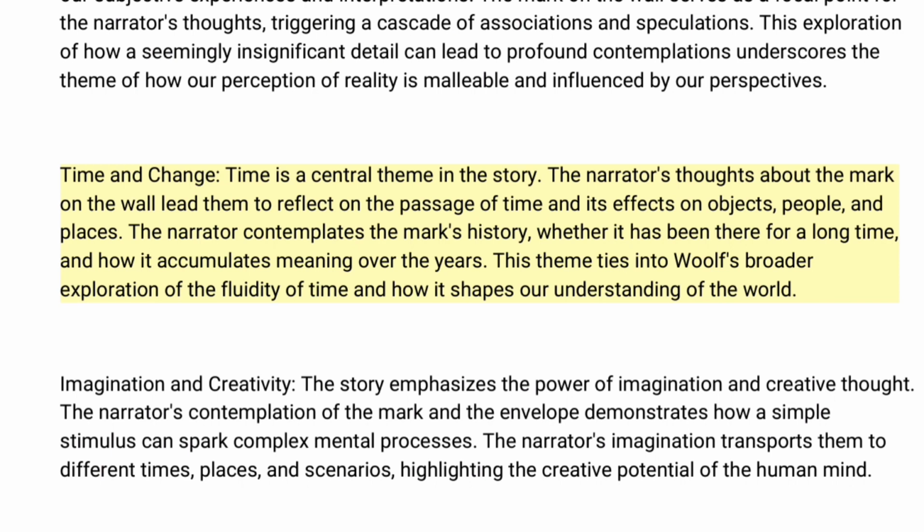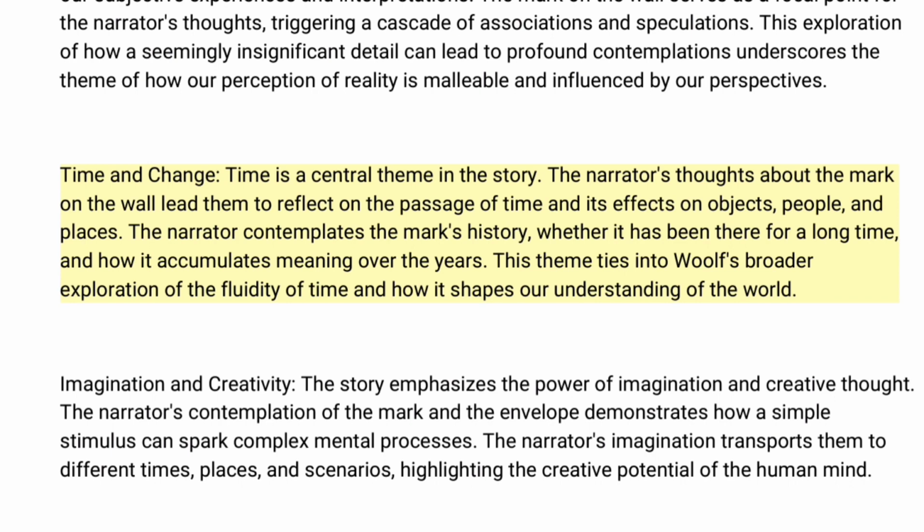Imagination and creativity. The story emphasizes the power of imagination and creative thought. The narrator's contemplation of the mark in the envelope demonstrates how a simple stimulus can spark complex mental processes. The narrator's imagination transports them to different times, places, and scenarios, highlighting the creative potential of the human mind.